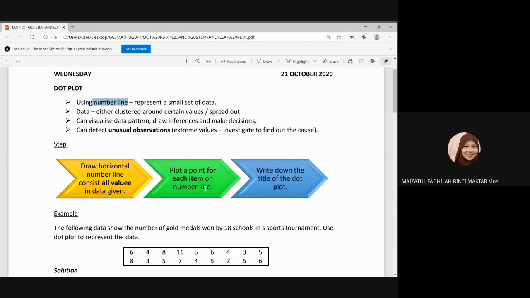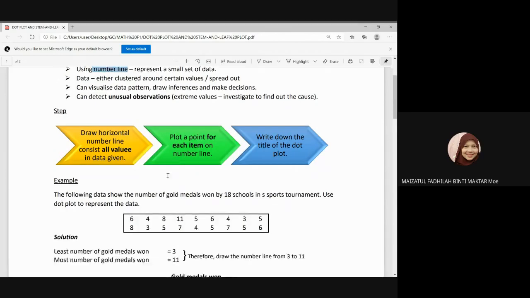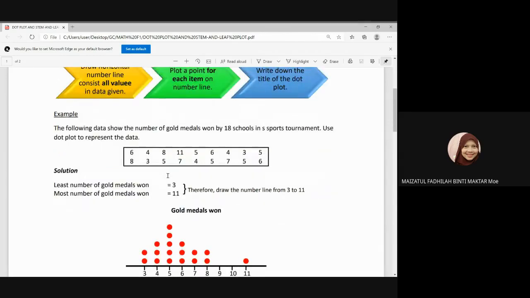You can see from all the graphs that I already taught, each must have a title. That is very important. So we will continue with the example.